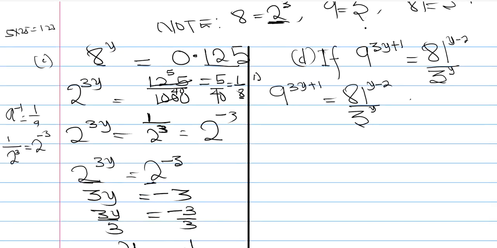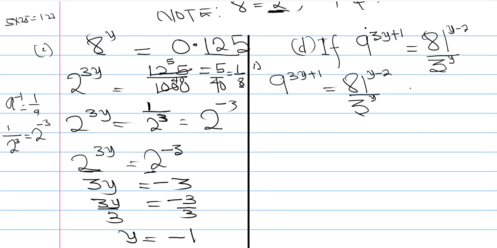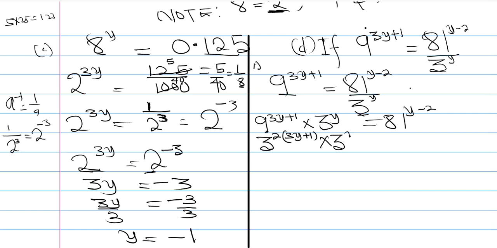So let me start with this question here. Now we have here, I can cross multiply. That is, I can see 9 raised to power 3y plus 1 times 3 raised to power y equal to 81 raised to power y minus 2, right? Now the index form: 9 is 3 raised to power 2, so 3 raised to power 2 into 3y plus 1, times 3 raised to power y, equal to 81, which is 3 raised to power 4, raised to power y minus 2.